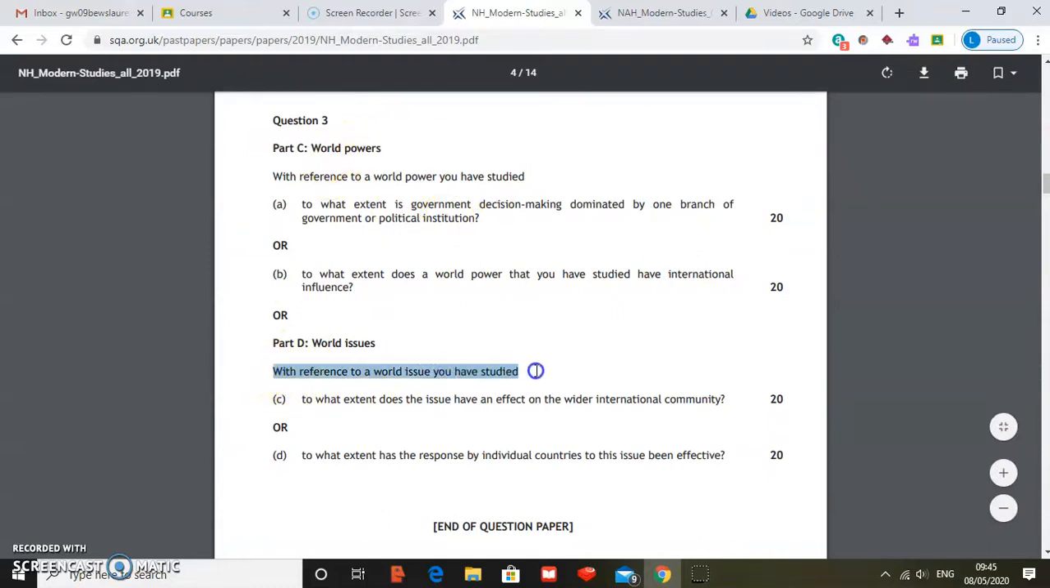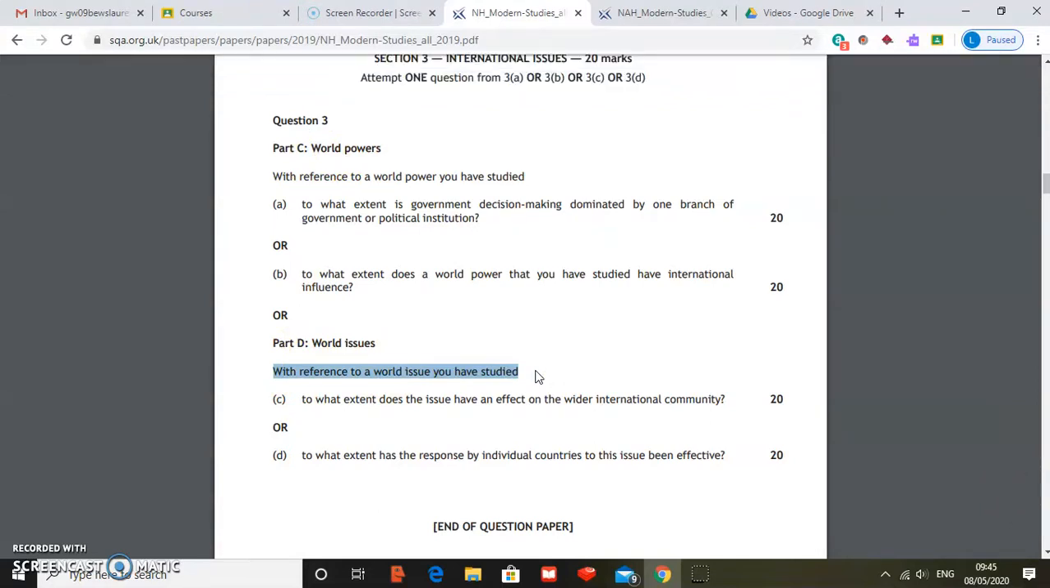With reference to the world issue you've studied, you have to state it, just like in National 5, when you just say the world power I've studied is the USA. In the world issues, you have to say, the world issue I have studied is the lack of development in Africa, because that's a topic area we do.